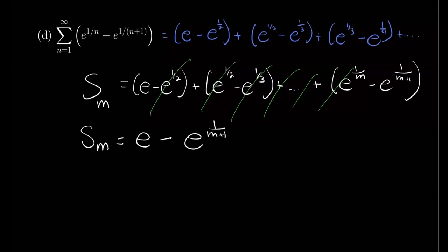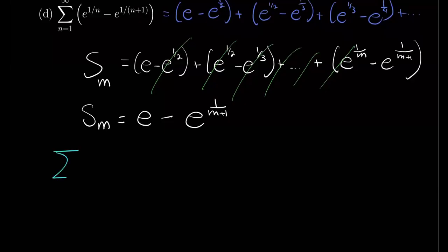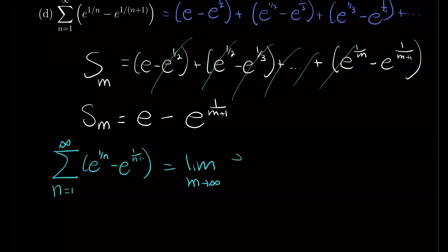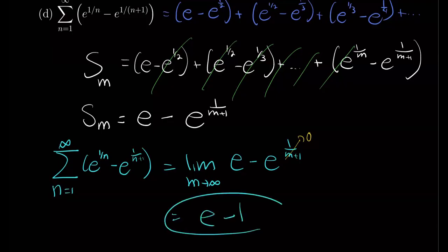And so then, just like we did before, the infinite series, which is the sum from n equals 1 to infinity of e to the 1 over n minus e to the 1 over n plus 1 is equal to the limit, there it goes, of the sequence of partial sums. This fraction will go to 0. E to the 0 is 1. So the value was e minus 1, converges.